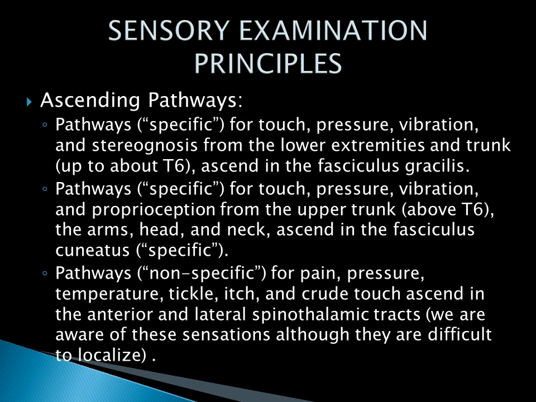So if you remember pictures of the cross-section of the spinal cord, below the level of about C6, we do not have a fasciculus cuneatus yet. We only have a fasciculus gracilis. But above the level of about T6, we start to see sensory fibers starting to populate the most medial aspect of the dorsal columns, contributing to the ever-thickening fasciculus cuneatus.